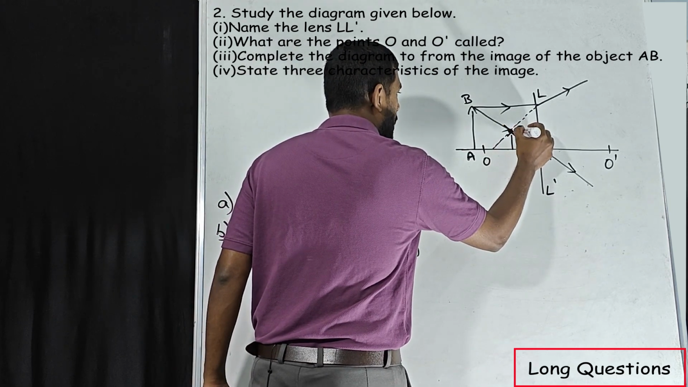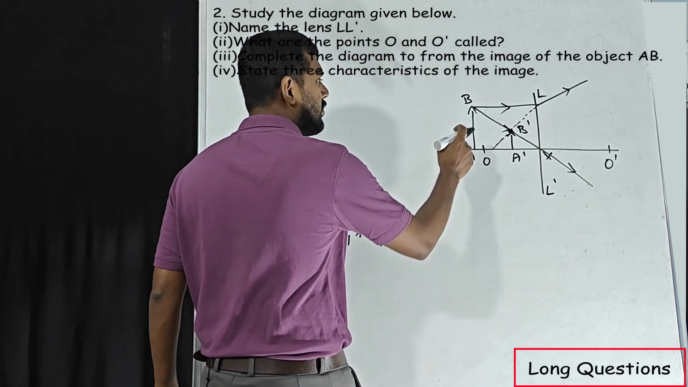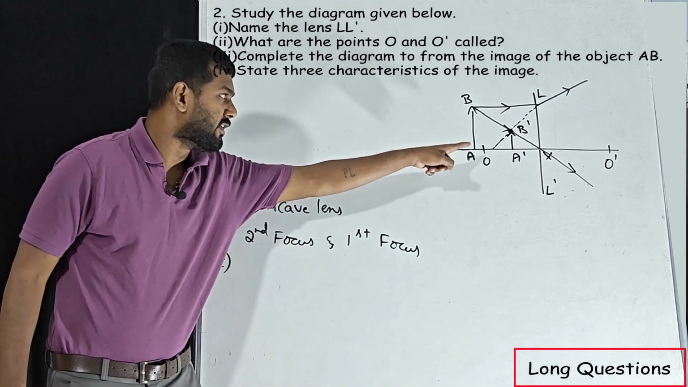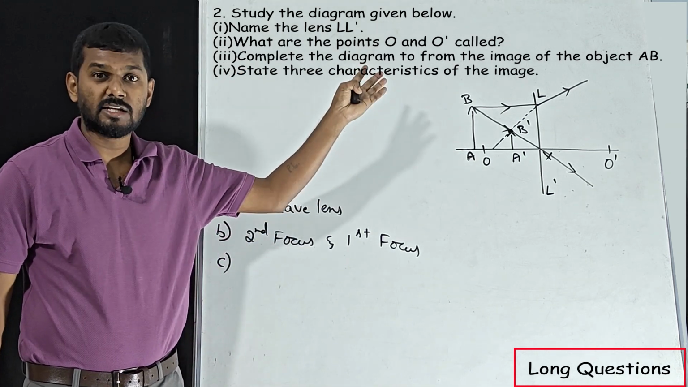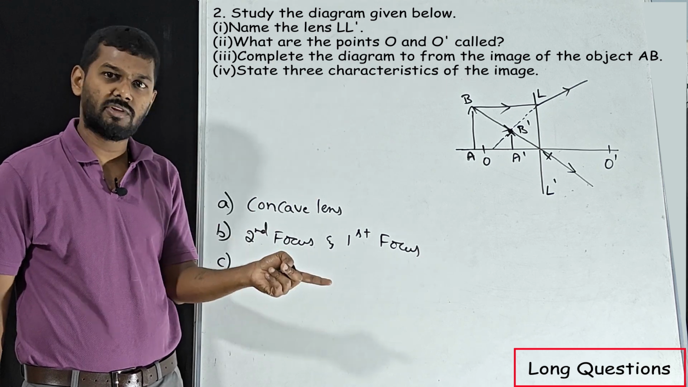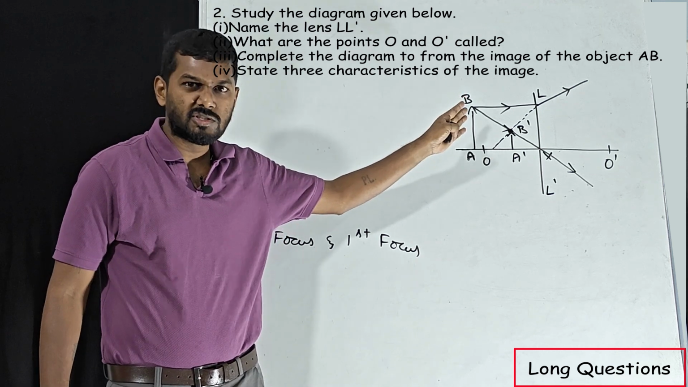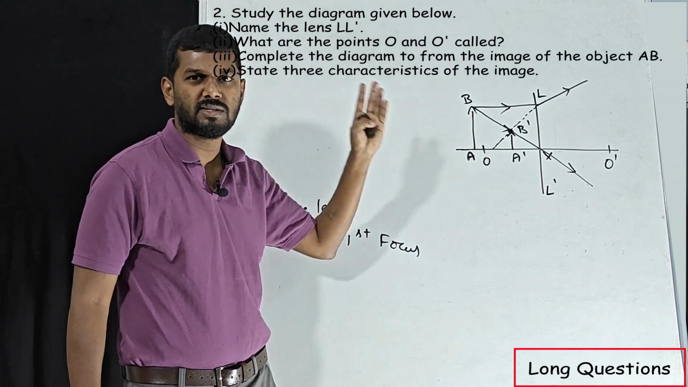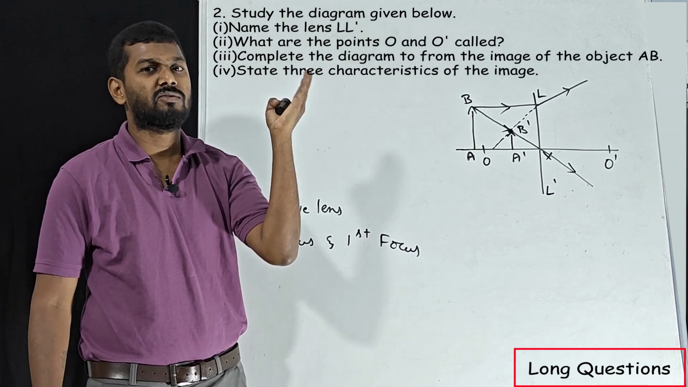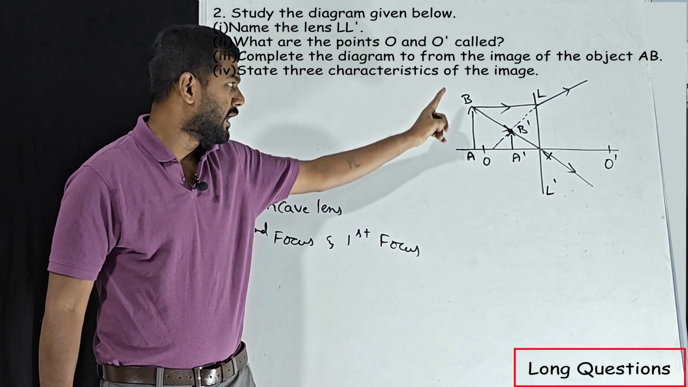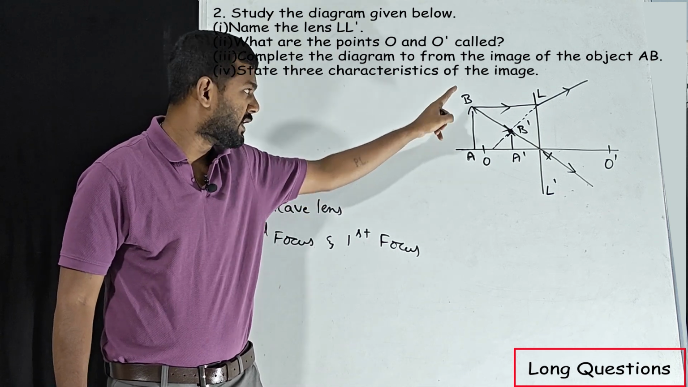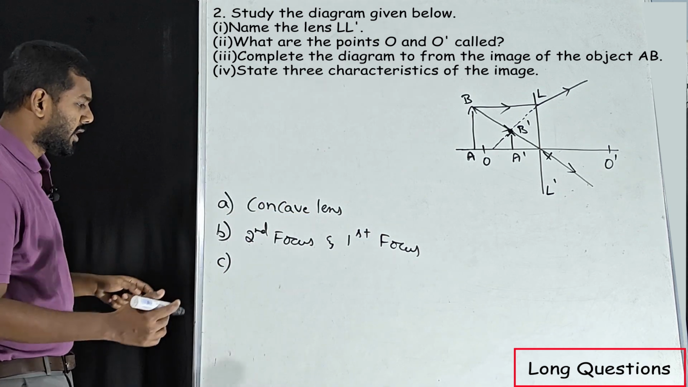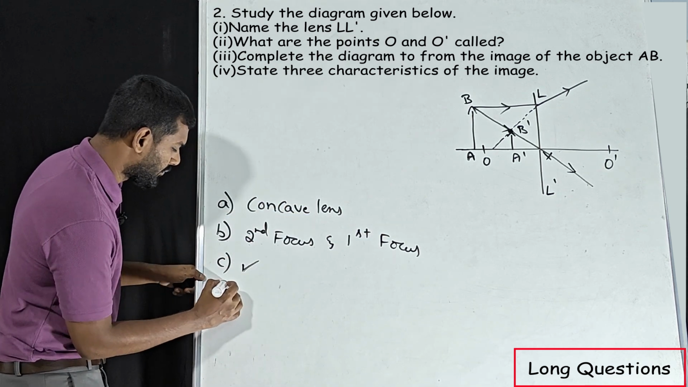So this will become B dash A dash. If you write A dash and B dash, done. Whether to write B dash A dash or A dash B dash depends upon the nature of the image. If it is an erect or virtual image, whatever letters we have been given, you have to use the same, because it is erect, not upside down. If the image is upside down, BA becomes A dash and B dash. Now the diagram is done.